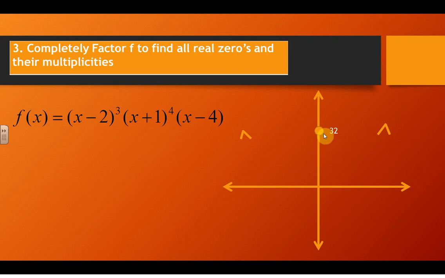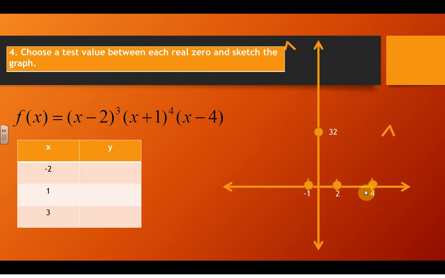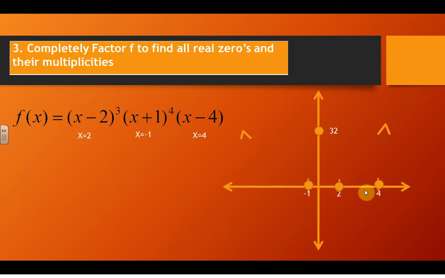All right, now we're going to completely factor to find all real zeros. In this case, it is completely factored. But we do need to say what the zeros are and their multiplicities. So our zeros are 2, negative 1, and 4. We plot those on the x-axis because those are our zeros. And multiplicities, I'm going to talk about later, when I start sketching them. But remember, this is going to mean it goes through, but it slows down a little bit. This is going to touch, but it's going to go a little slow. It's going to flatten. And this one is going to cross straight through.